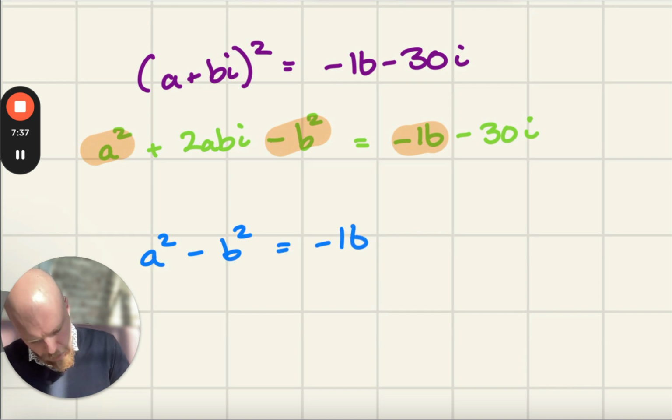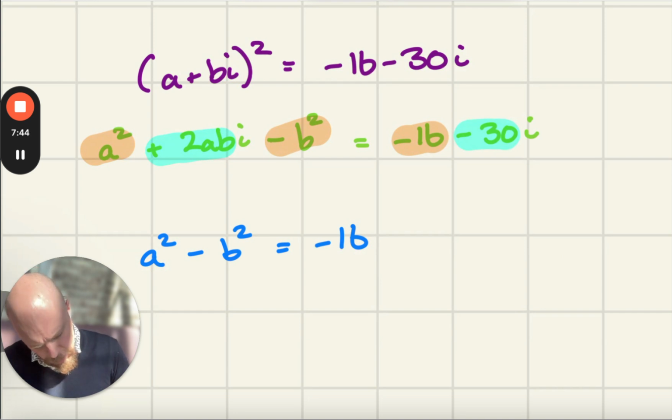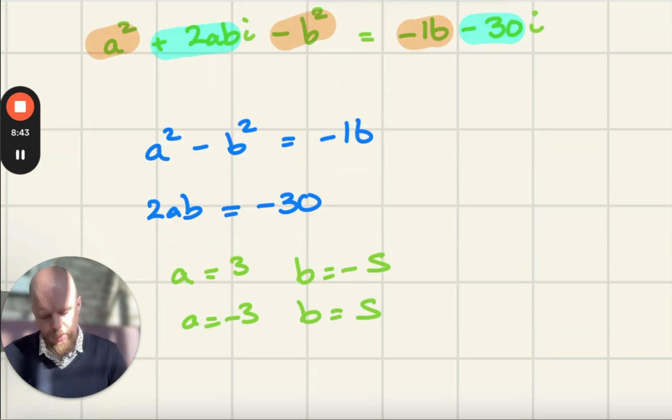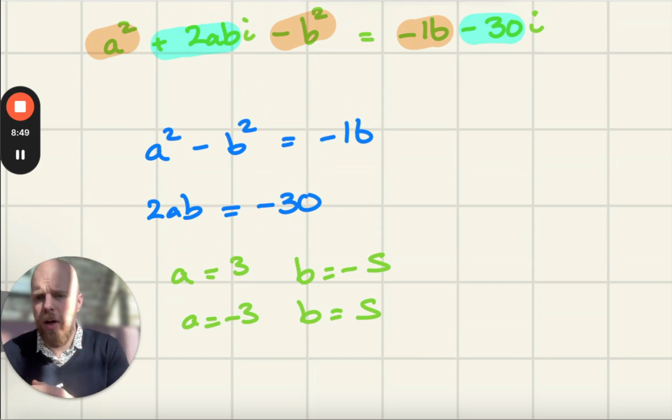And then we know that 2ab equals minus 30 because the i bits have to be separate as well. So I have 2ab equals minus 30. Solve this on NumWorks, on your graphic display calculator, and you get a is 3, b is minus 5, or a equals minus 3, b equals 5.